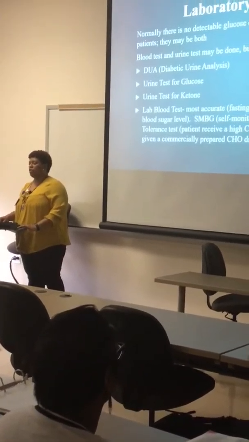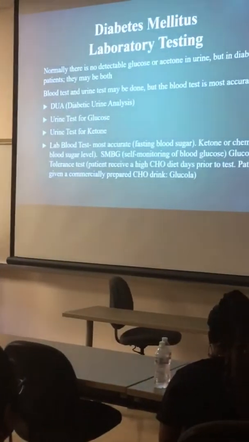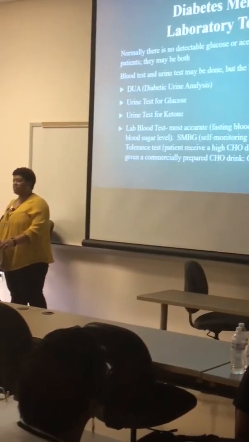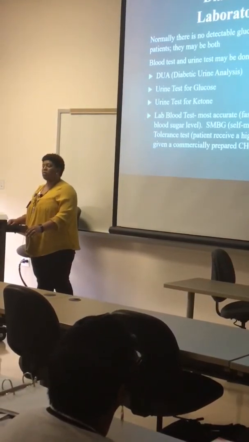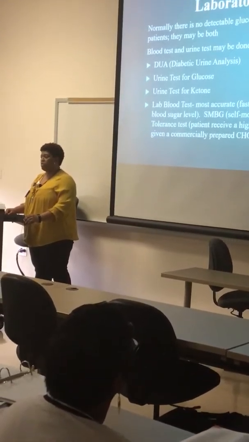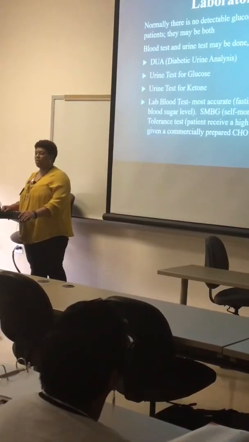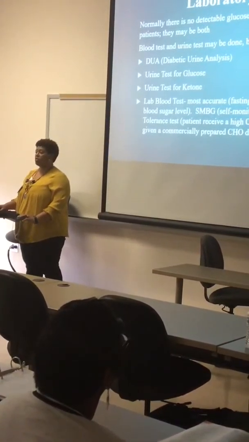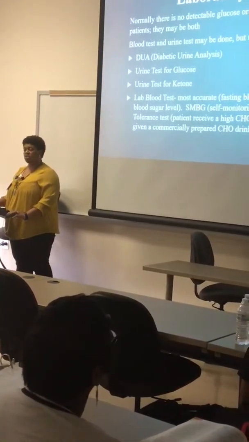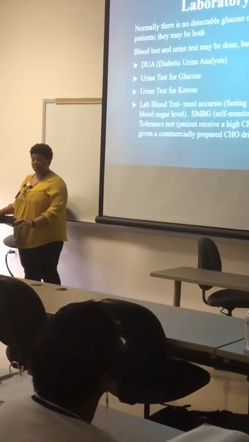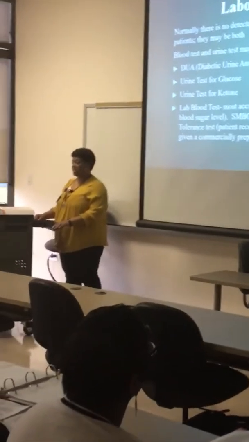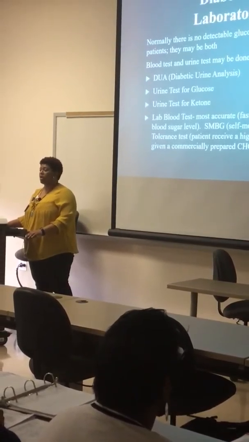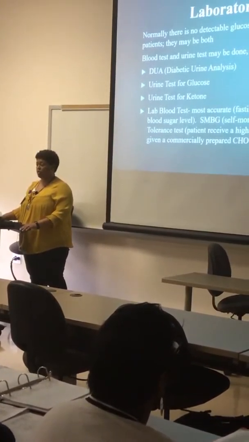Laboratory testing. Normally there's no detectable glucose or acetone in the urine, but with people who have diabetes, they both can be present. Some blood tests and urine tests must be done, but the blood test is the most accurate. You have some tests called the DUA, which is diabetic urine analysis, the urine test for glucose, the urine test for ketones, and you have the lab blood test, which is the most accurate, which is normally taken fasting, meaning before the patient has had anything to eat. You have your ketone and your chem strip blood glucose levels. Then you have your SMBG, which is your self-monitoring of blood glucose.